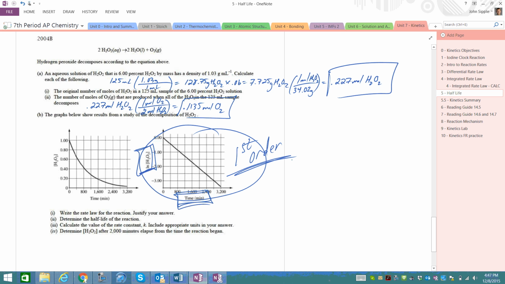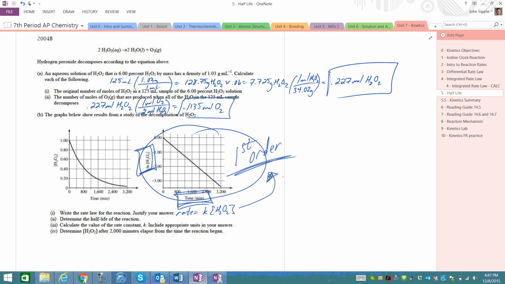So right down here, they ask for the rate law. We've got rate is equal to k times the concentration of H2O2. How can we justify our answer? Well, that graph right there of ln of the concentration of hydrogen peroxide versus time is first order. That's all you've got to say.